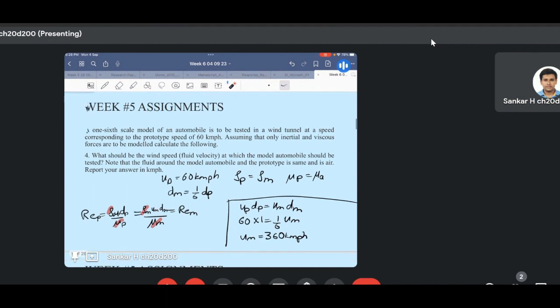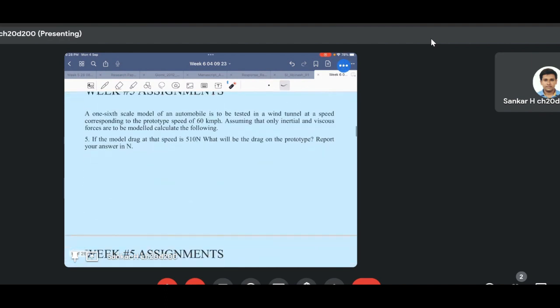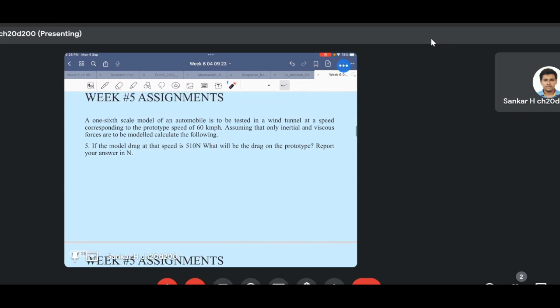Okay, question number 5. If the model drag at that speed is 510 Newton, what will be the drag on the prototype? Report your answer in Newton. So how do we do this now? I'll give you a minute to think about it before I give you the answer.